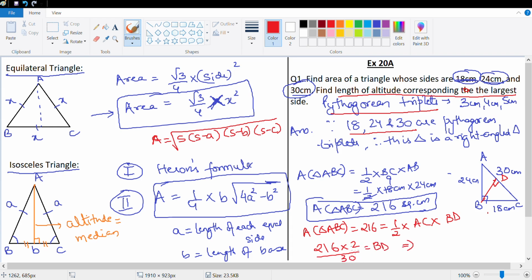Let's multiply: 2 into 216 upon 30. So this is 3 into 5, this is 3 into 72. Therefore BD will be equal to 14.4 centimeter. Since there is no reference of BD, we'll have to write, therefore length of altitude is equal to 14.4 centimeter. Perfect. Let's move on to the next question.